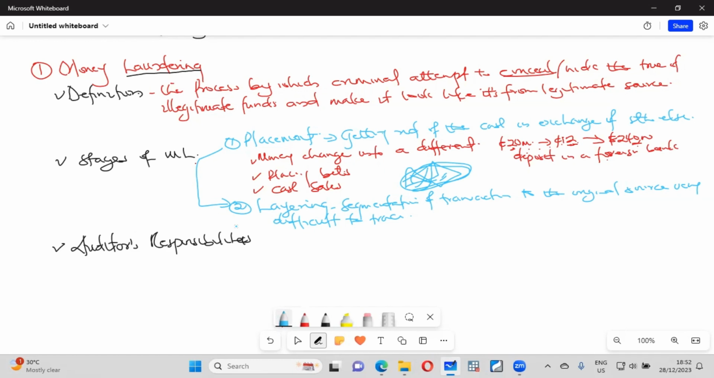Then the last stage is what we call integration. Integration is simply when the money has been washed clean and now it becomes safe for you to consume. At this point, the money is clean. Once the person moves and shifts the money like that, and nobody sees what is actually happening, it becomes clean for the person to use.